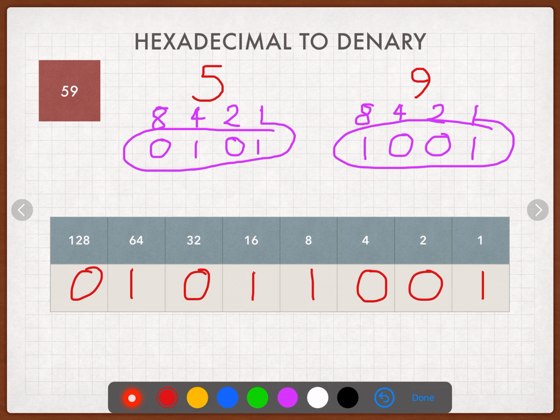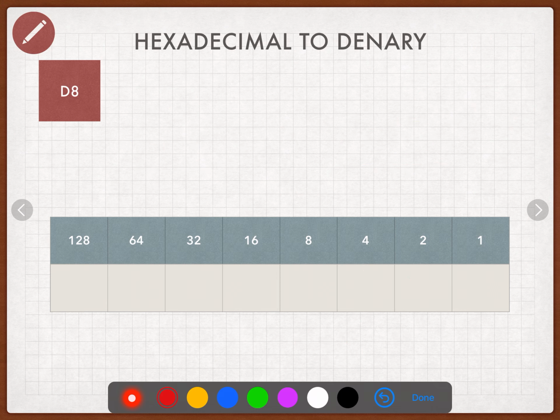Now what we've got is a binary number, and I can add together 64, 16, 8, and finally the 1. When I add those numbers together, we get a value of 64 and 16, which is 80, plus the 8 is 88, plus the 1 is 89. So 59 in hexadecimal is equal to 89 in denary. Have a go at converting D8 from hexadecimal into denary.